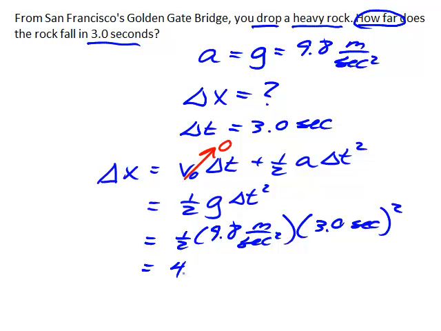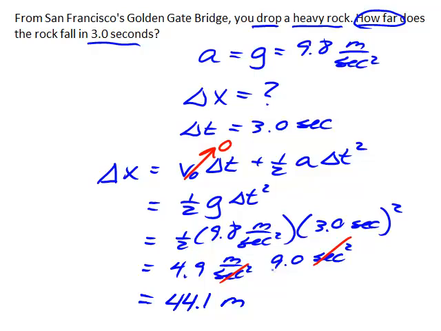So we have 4.9 meters per second squared times 9.0 seconds squared. Cancel out our units. That gives us 44.1 meters. Now, because we were given two significant digits in the original statement of the problem, we would round that to 2 sig figs, 44 meters.